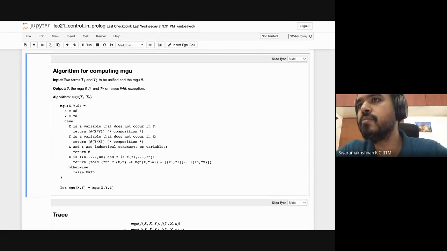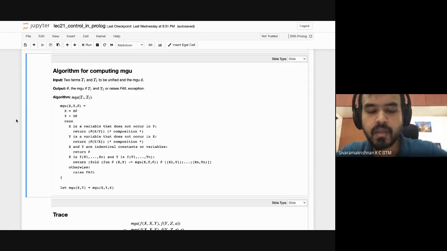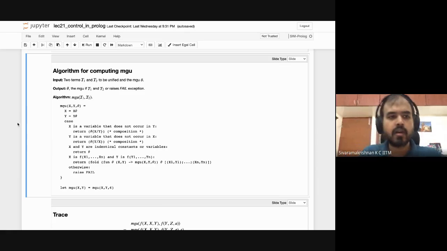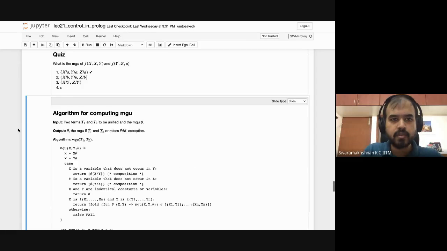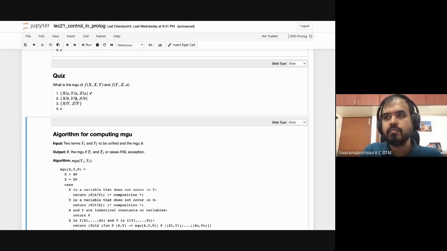So there's a question by Naman. Are terms A and B syntactically equal? No, they are not. A is an atom, B is an atom. They are not syntactically equal. By syntactically equal, I just mean string equality, right? If you compare them using string equality, then they have to be the same term. Does that answer your question?